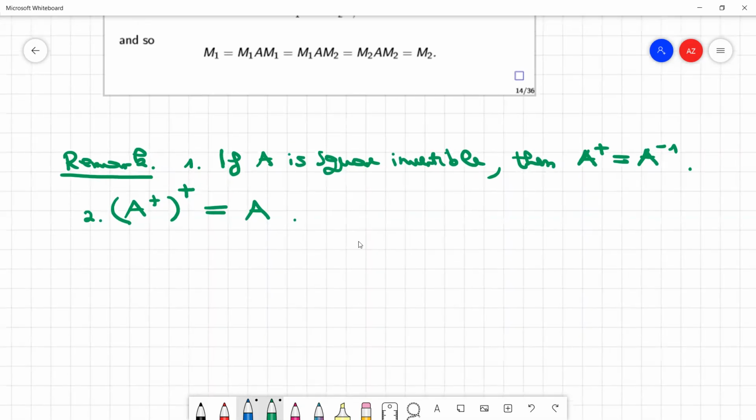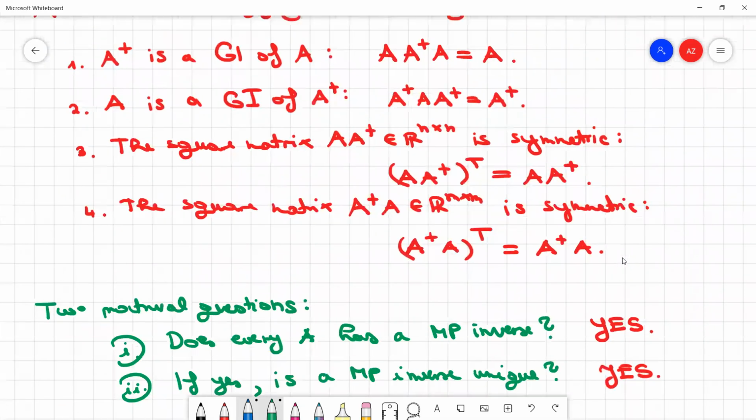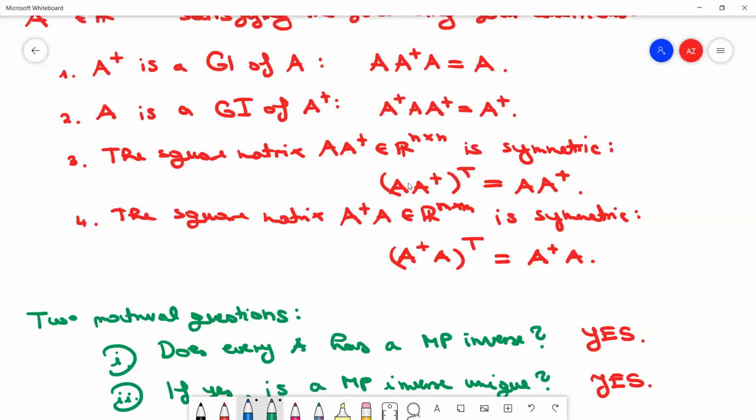And it's really easy to see this from the definitions, because the definition of the Moore-Penrose inverse is symmetric in A and A plus. If we replace A with A plus in the first condition, we just get the second condition. And the same is for the third and fourth conditions. So this definition is really symmetric in A and A plus, meaning that A plus plus is A.